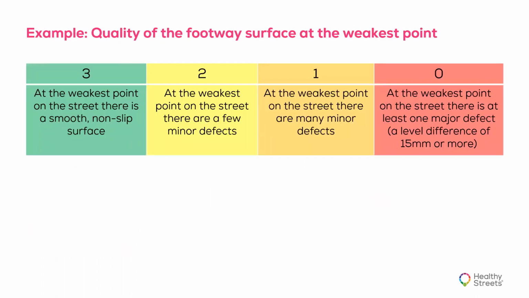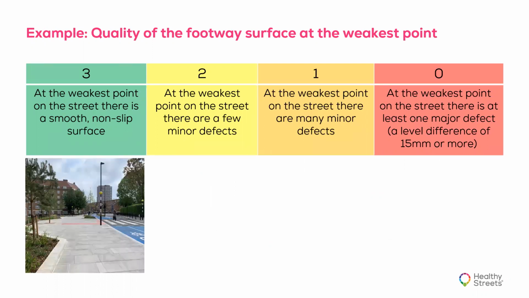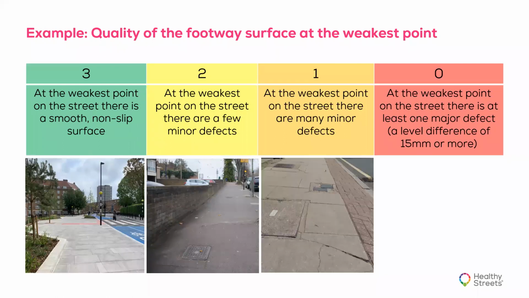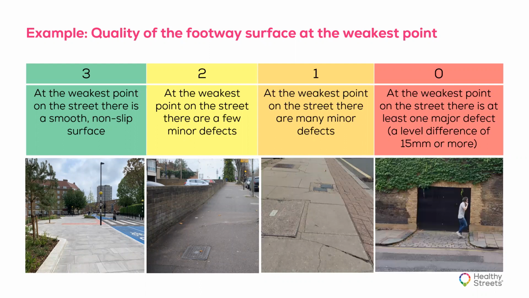So let's take an example, the quality of the footway surface, and this is measured at the weakest point on the street. So if you had an existing street, you'd be walking the full length of that street to identify the weakest point in terms of the footway surface. If you felt the street had very good quality footway at the weakest point, it might score a 3 for a smooth non-slip surface. If there are a few minor defects, it will be a 2. Many minor defects would score 1. And if anywhere on that street you can find a level difference of 15 millimeters or more, then the street automatically would score a 0.